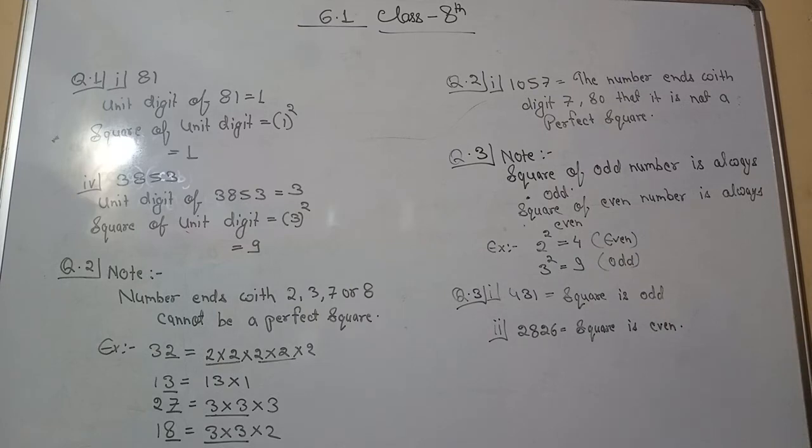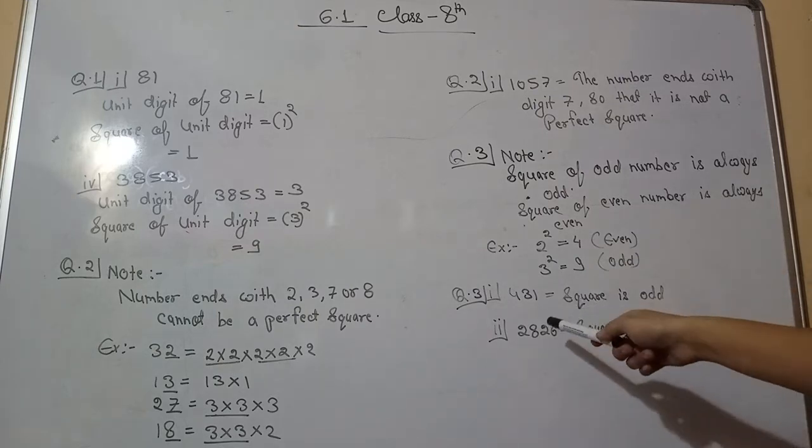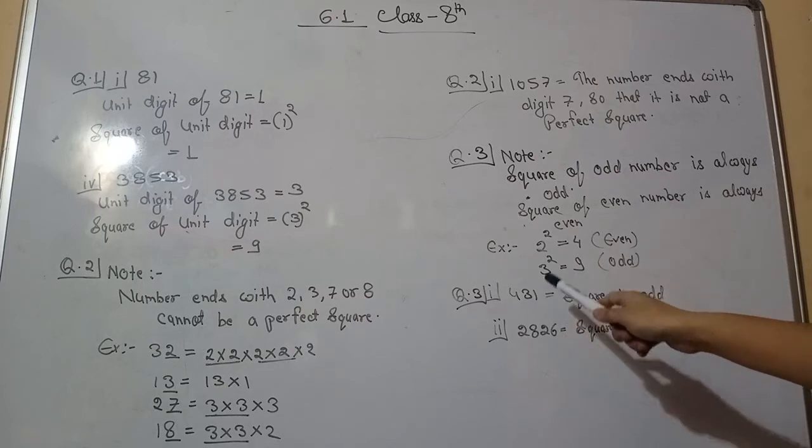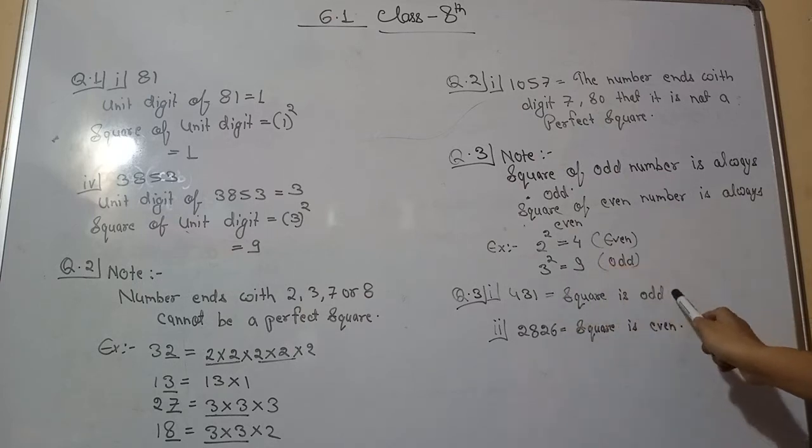So in question number 3 what do we have to do? In question number 1 is written 431. So 431 is an odd number. So we can say the square of this number is also odd.